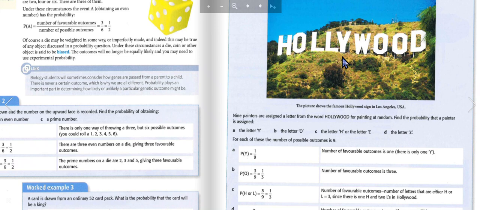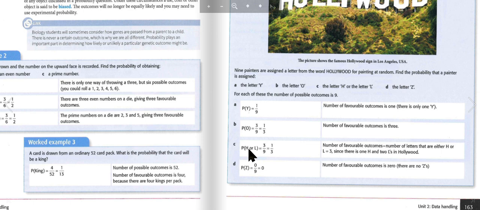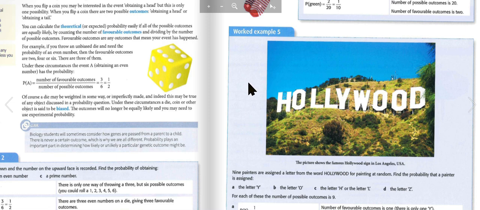Probability of Y. There's only one Y, so the probability is 1/9. For O, however, there are 3 O's, so the probability is 3/9, which is a third. There are 3 H's and L's altogether, so the probability of H or L is a third. And the probability of Z is 0, because there aren't any Z's in the word Hollywood.